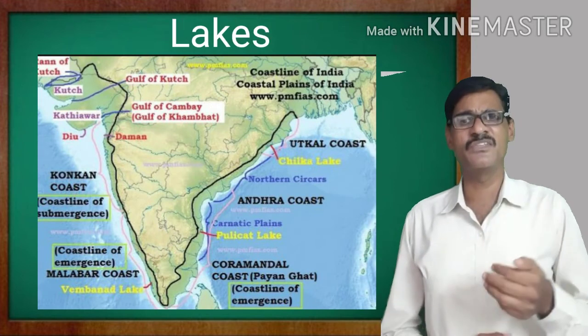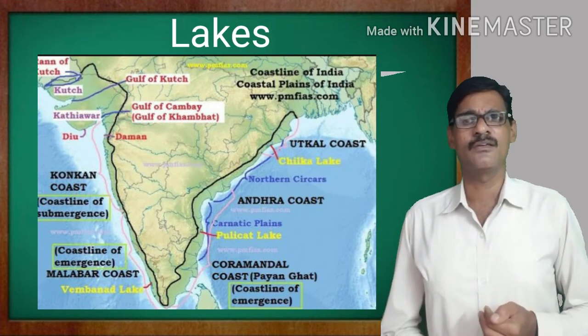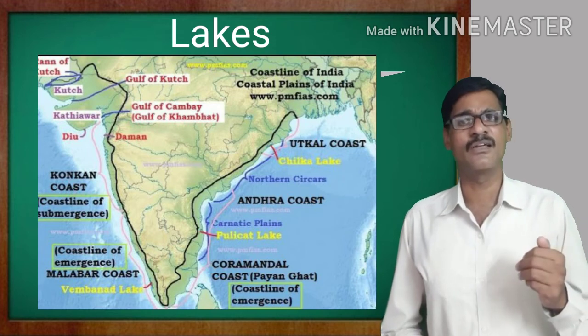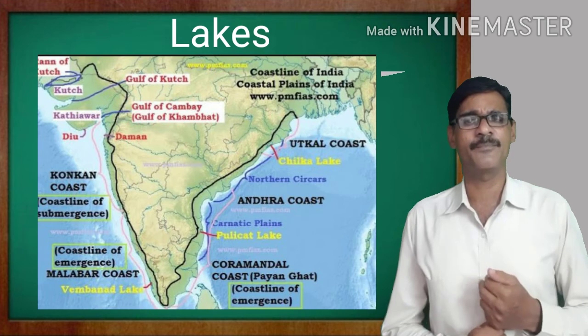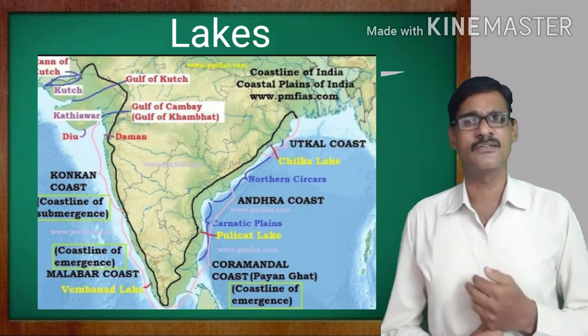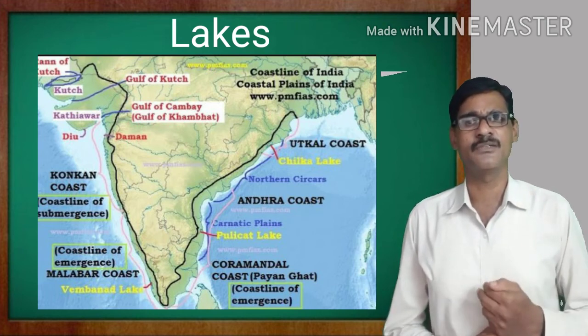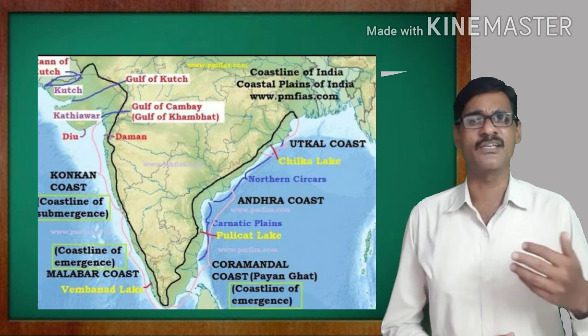The specialty of these eastern coastal plains is that they have lakes. In Odisha, Chilka Lake, and in Andhra Pradesh, Pulicat and Kolleru lakes.